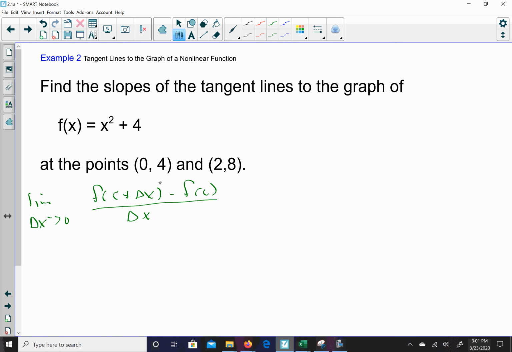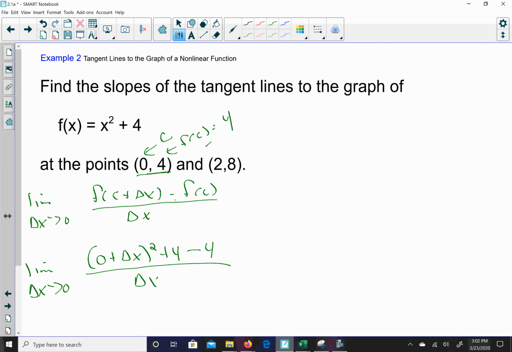So I'm doing this problem 2 times. This time was 0, so that's going to be my c. And then my f of c is going to be 4, because that's what I get when I substitute 0 in. So now I'm going to take the limit as delta x approaches 0. Putting in 0 here, this will be 0 plus delta x squared plus 4 minus f of c, which in this case is 4, and this is all over delta x.